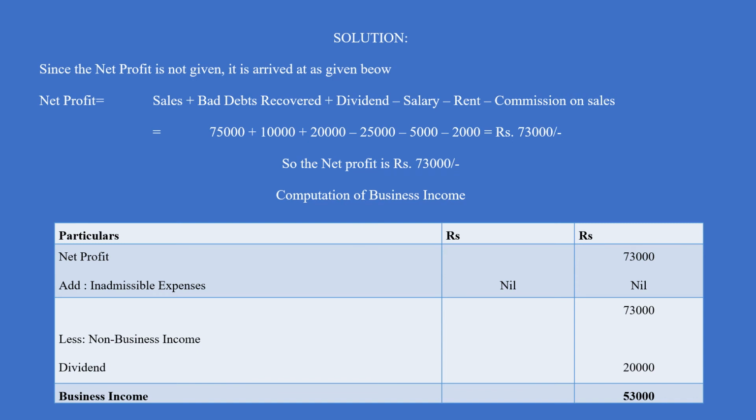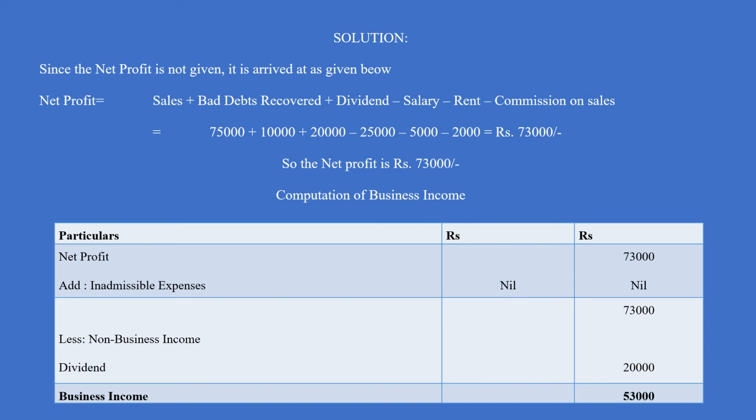So now you can start off with the sum according to the format that I have given you earlier. You start off with net profit 73,000. Add back all the inadmissible expenses. Any expenses that are not allowed as a business expense can be added back to net profit. So there is nothing like that in the sum. You take it as nil.